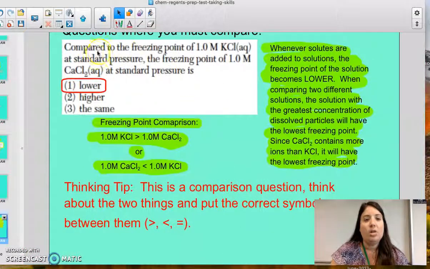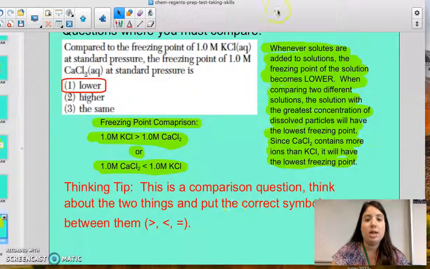There we go. Okay, so compared to the freezing point of a 1 molar potassium chloride solution at standard pressure, the freezing point of a 1 molar calcium chloride solution at standard pressure is going to be lower. Let's think about the idea: whenever solutes are added to solutions, the freezing point of the solution becomes lower. When comparing two different solutions, the solution with the greatest concentration of dissolved particles will have the lowest freezing point. These two solutions have the same concentration, but this dissolves to produce only 2 particles, while this will produce a total of 3 particles. So since calcium chloride contains more ions than potassium chloride, it will have the lower freezing point.